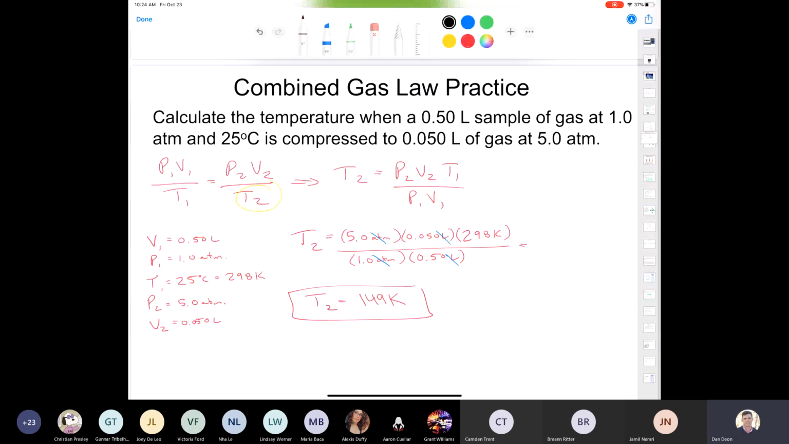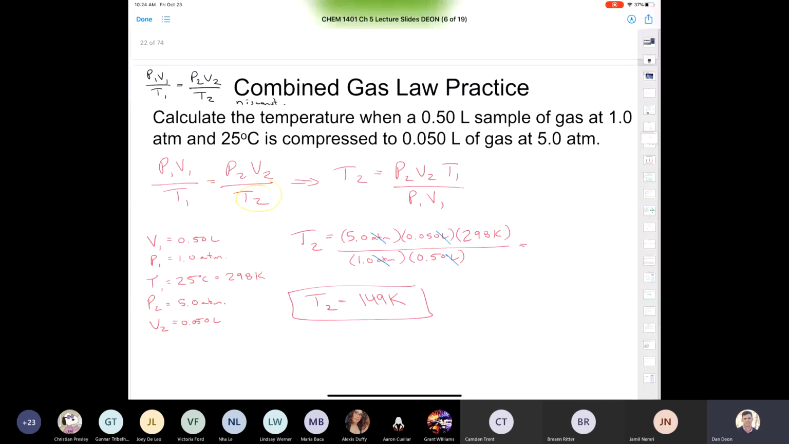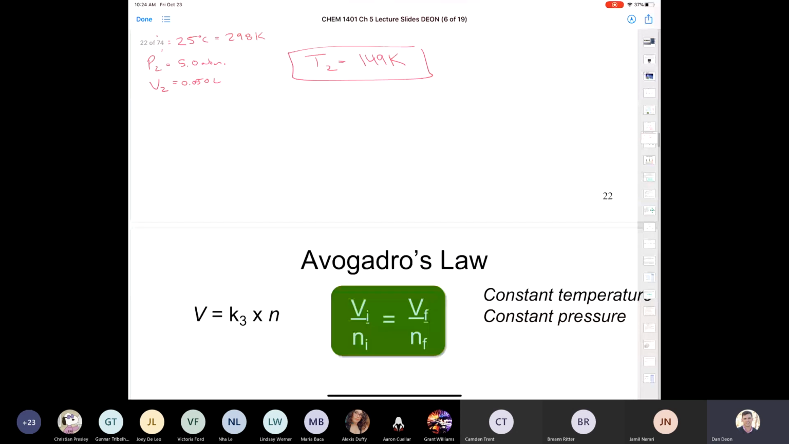Remember, combined gas law is P1 times V1 over T1 is equal to P2 times V2 over T2, like that. And remember that N is constant, the number of moles is constant when we use the combined gas law. All right, here we go.